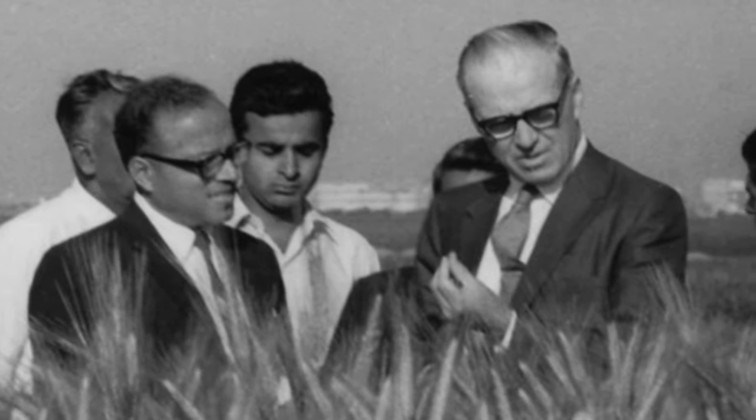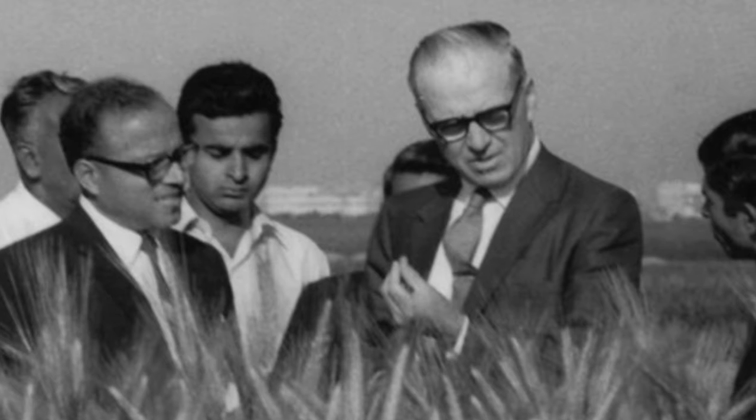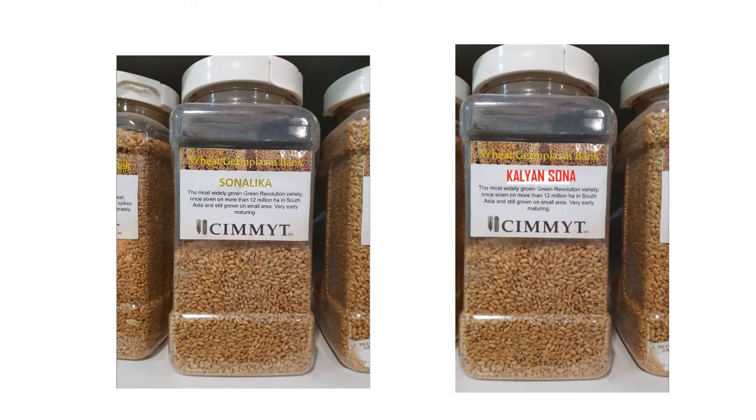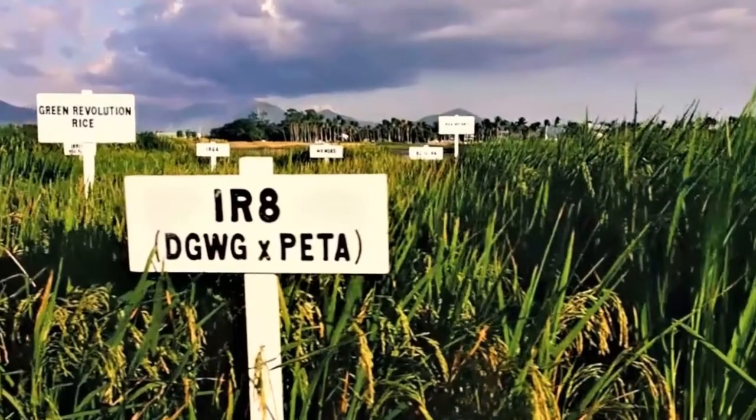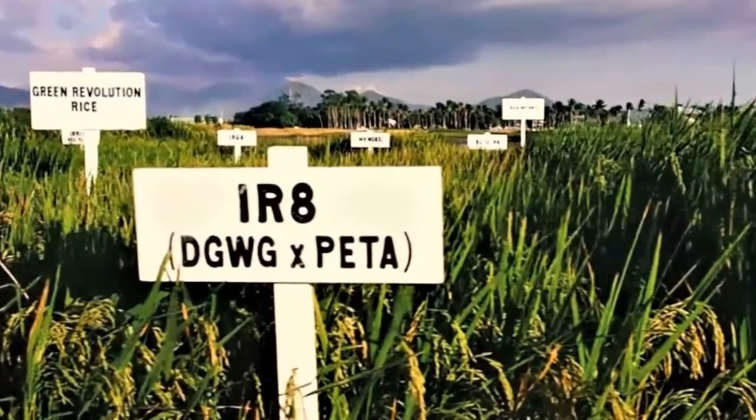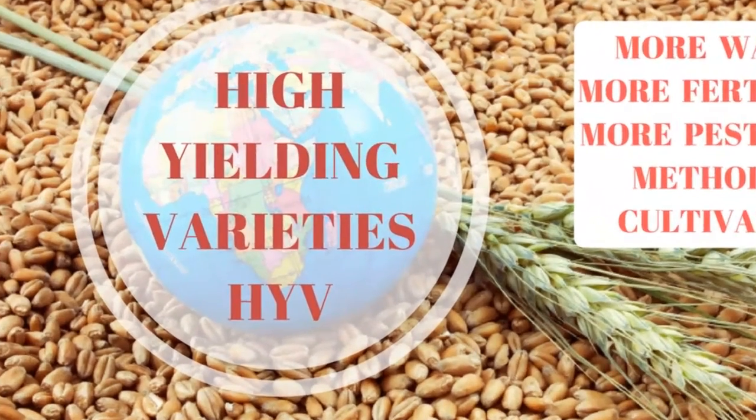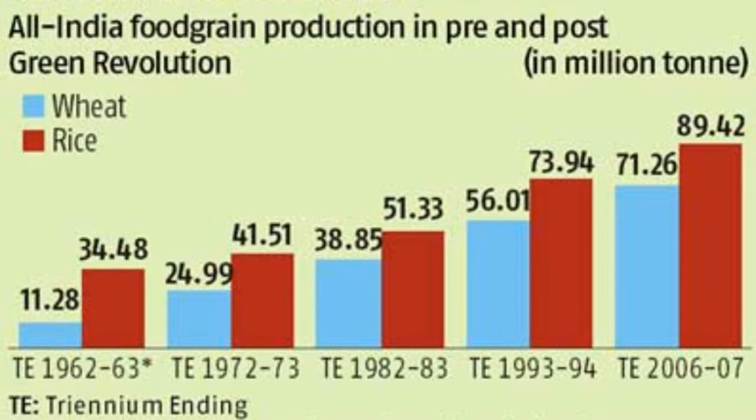Many scientists came and worked together to evolve dwarf high-yielding varieties for wheat and rice. For wheat, Sonalika and Kalyan Sona were the main. Similarly for rice, IR8 from Philippines was introduced in India. Although these high-yielding varieties of wheat and rice needed more of everything to yield higher, they changed India's fate completely and made our country self-sufficient in food grain production.